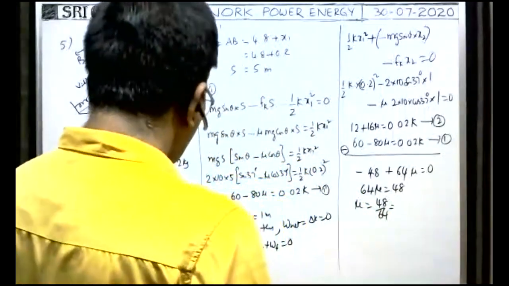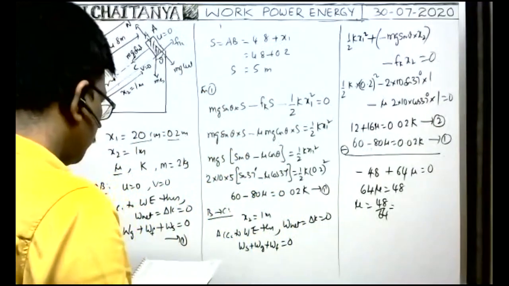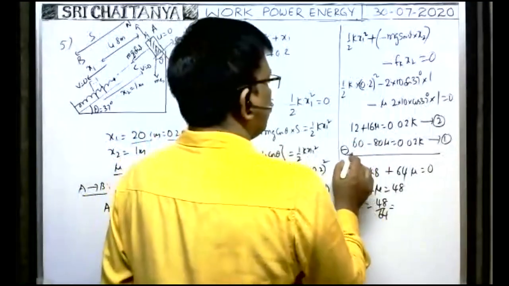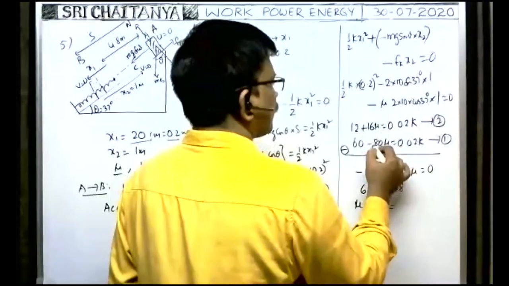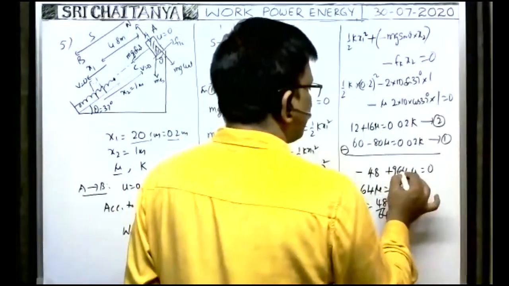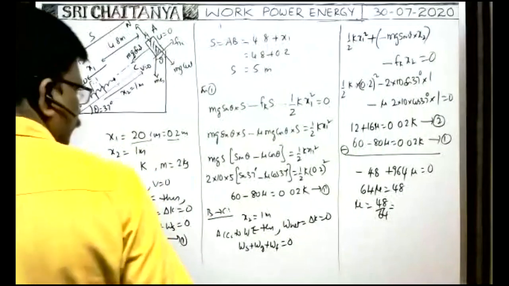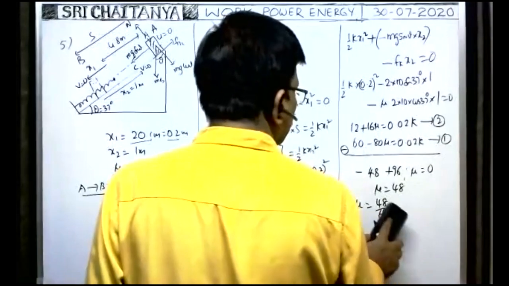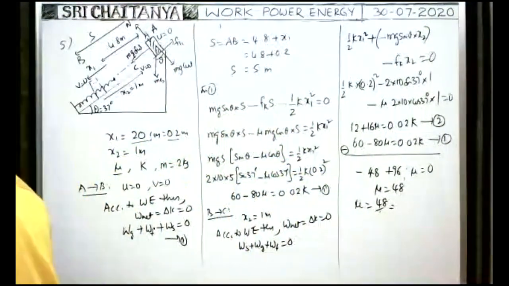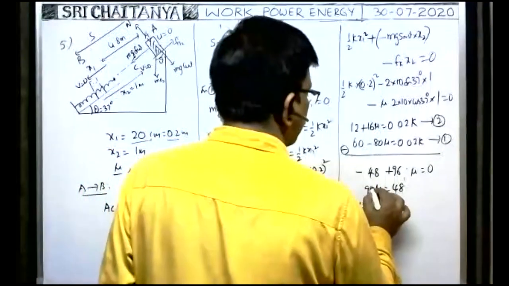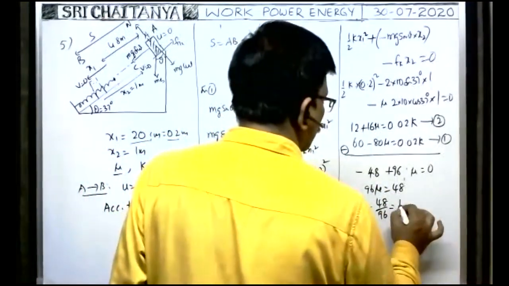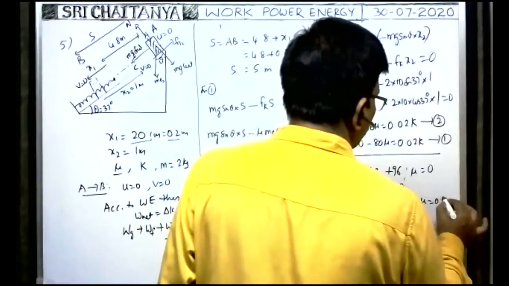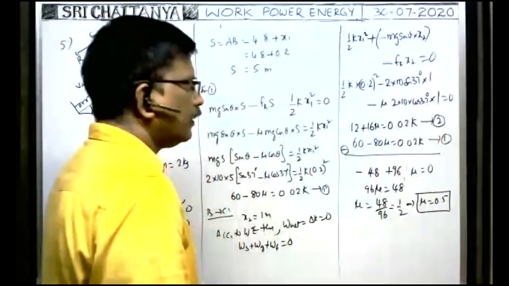What is the value of 48 by 64? Sorry, because we are subtracting, it becomes plus, so we get 96 mu. After simplification, mu is 48 by 96, that is equal to 1 by 2. 48 twos are 96. Therefore, mu is equal to 0.5. This is the mu value.